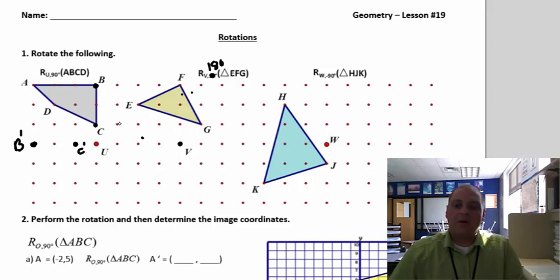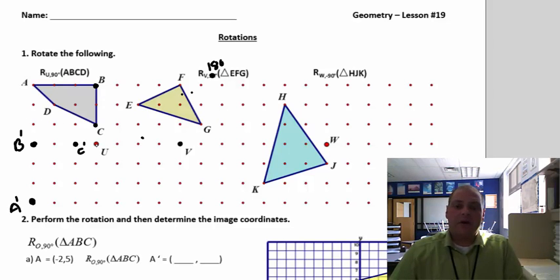Okay? How about A? Well, A is from U, it's up 3 units and over 3 units to the left. So we're going to go over 3 units and down 3 units. Okay? 90 degrees. So from U, we had to go over 3 units and down 3 units. And that's going to be A prime.